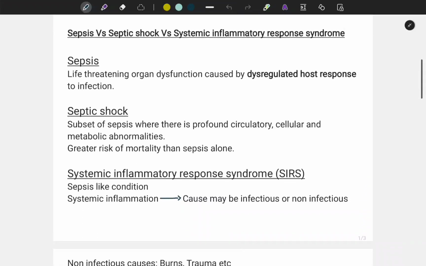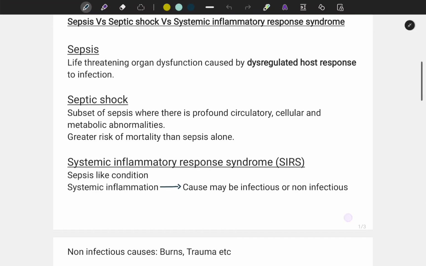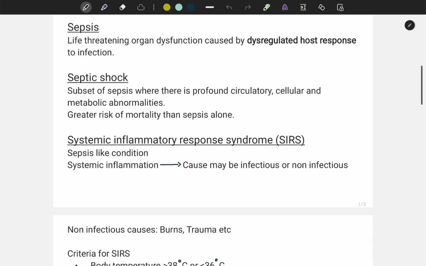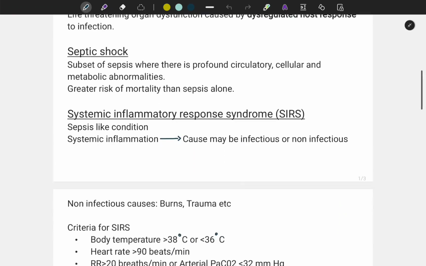The third one is systemic inflammatory response syndrome, or SIRS. It is a sepsis-like condition where there is systemic inflammation, but the cause can be infectious or non-infectious. Infectious causes are bacterial, viral, fungi or parasite, whereas non-infectious causes are burns, trauma or even surgery can cause SIRS.